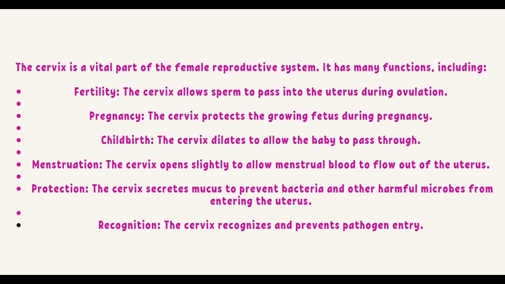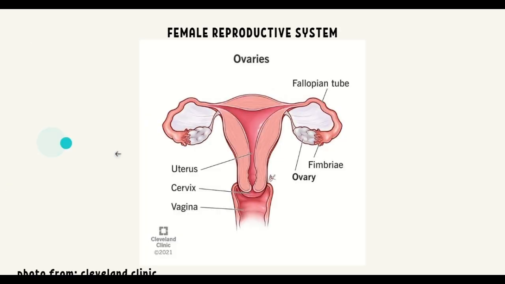In childbirth, the cervix dilates to allow the baby to pass through as they push out the baby, right? For example, if I hear them say, "Oh, 2 centimeters dilated," that is basically what they mean. And then you have menstruation, where the cervix opens slightly to allow menstrual blood to flow out of the uterus. For protection, the cervix secretes mucus to prevent bacteria and other harmful microbes from entering the uterus, and it recognizes and prevents pathogenic entry. So you can see that the cervix plays a very big role.